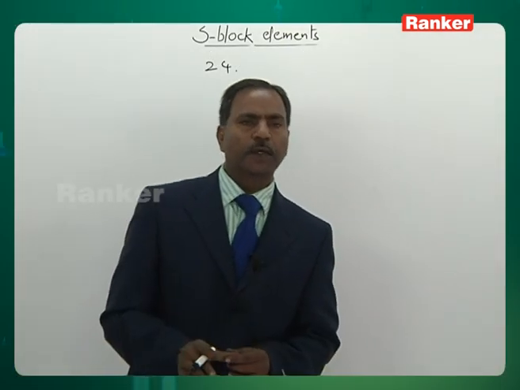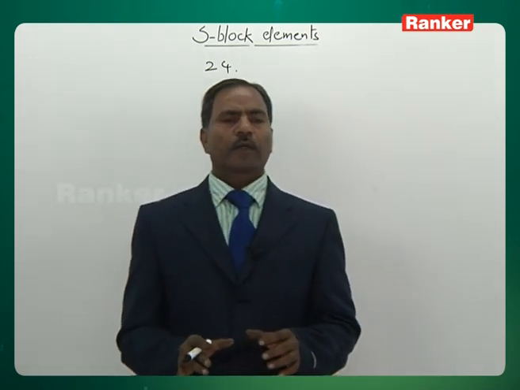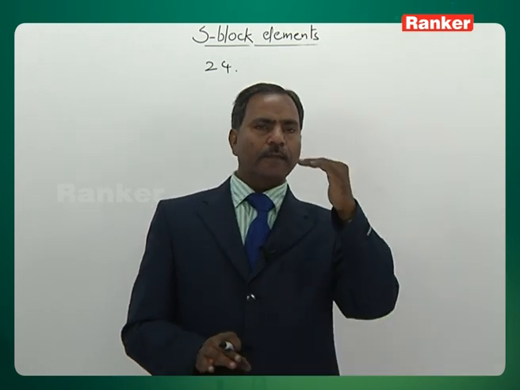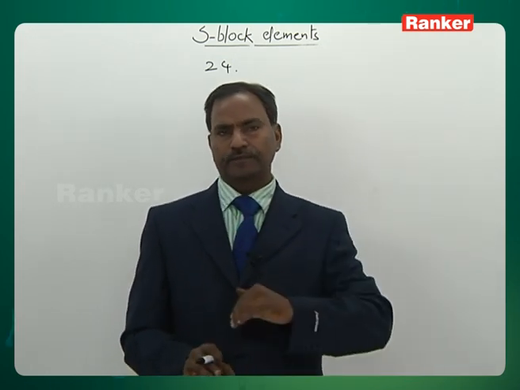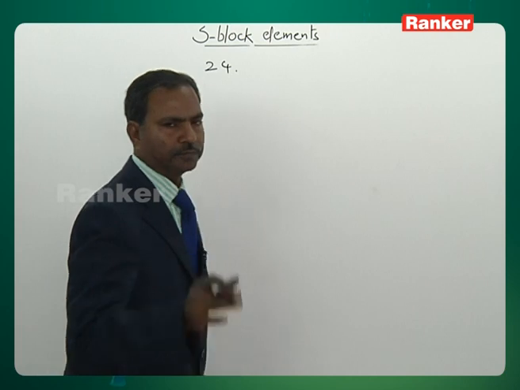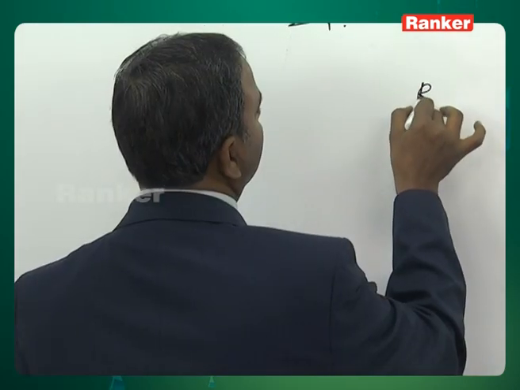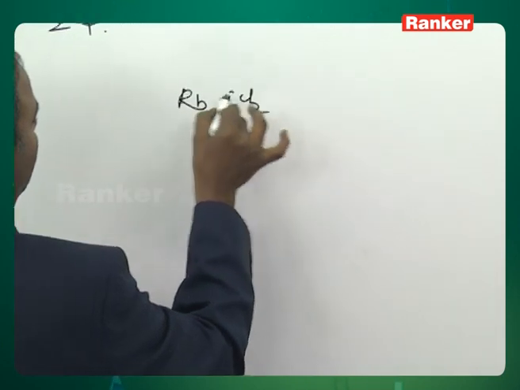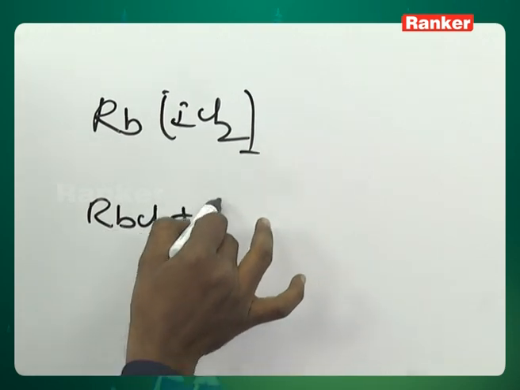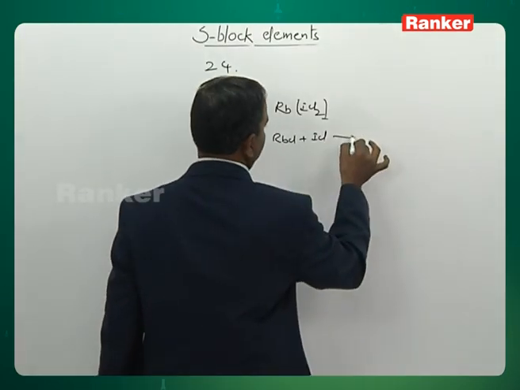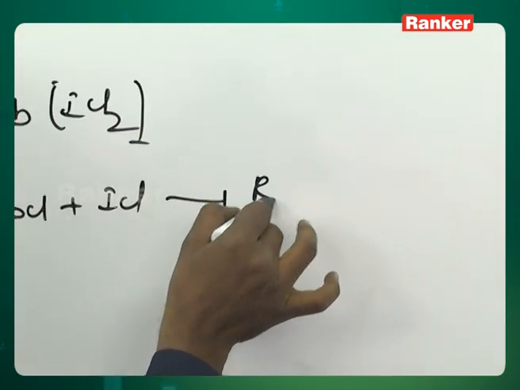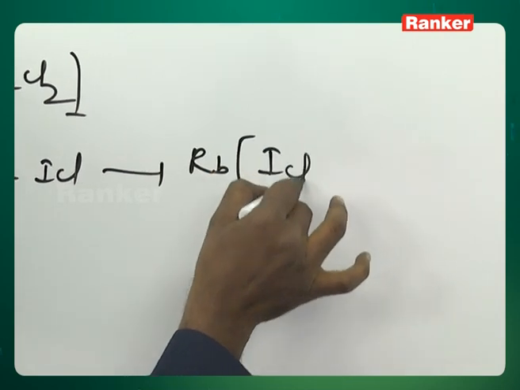See, generally, if you talk about interhalogen complexes, when an alkali metal halide reacts with an interhalogen, then you get a complex compound. This particular complex is RbICl2. How did you get it? This is RbCl on reaction with ICl. So, alkali metal halide on reaction with the interhalogen, you are getting the complex. What complex? RbICl2.